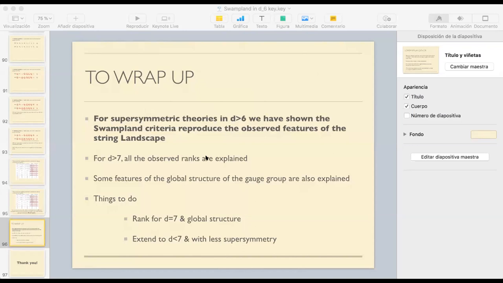Also, one more question. The absence of global symmetries in quantum gravity, is this to be expected, or is this to be claimed even for discrete symmetries?